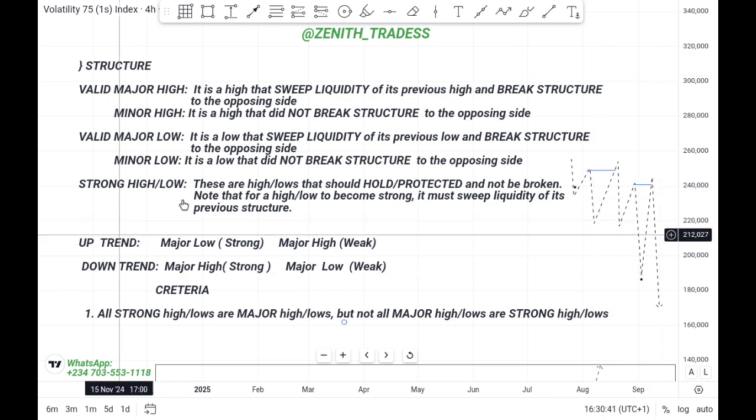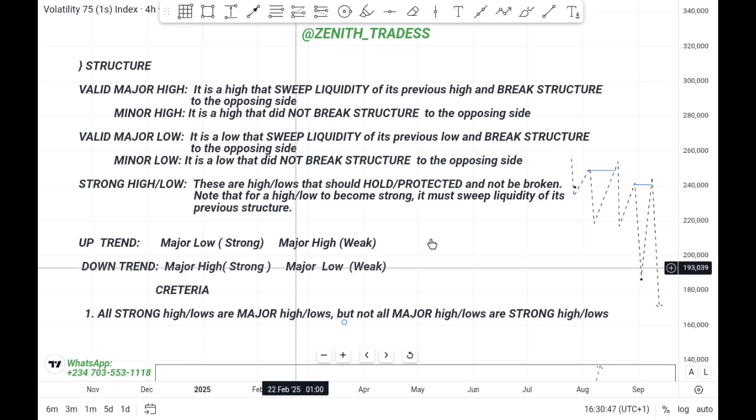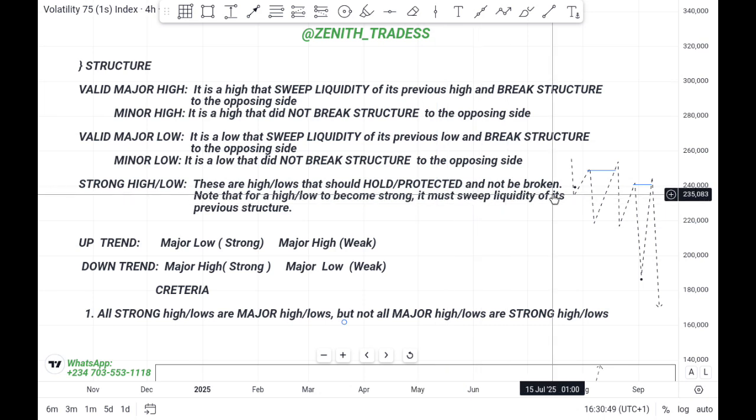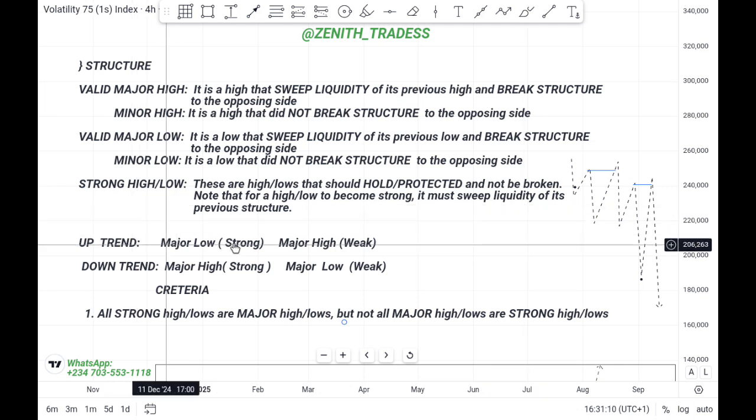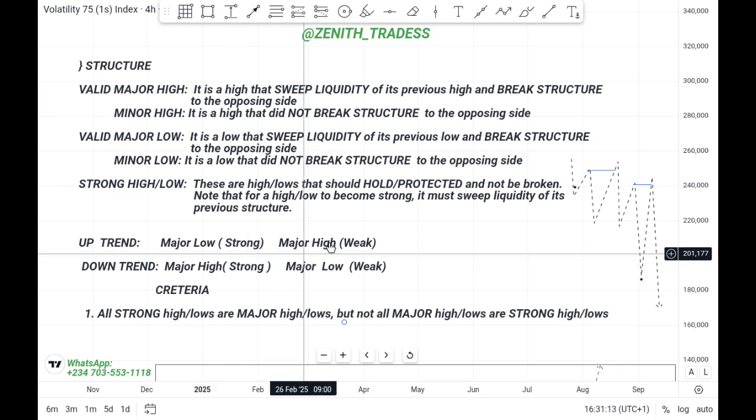So strong highs and lows are highs and lows that should hold and be protected and not broken. Note that for a high or low to become strong, it must sweep liquidity of its previous structure, right? They are making reference to the major highs and lows. They sweep liquidity of the previous structure and also break structure to the opposing side. Now, in an uptrend, a major low is strong, a major high is weak, right?